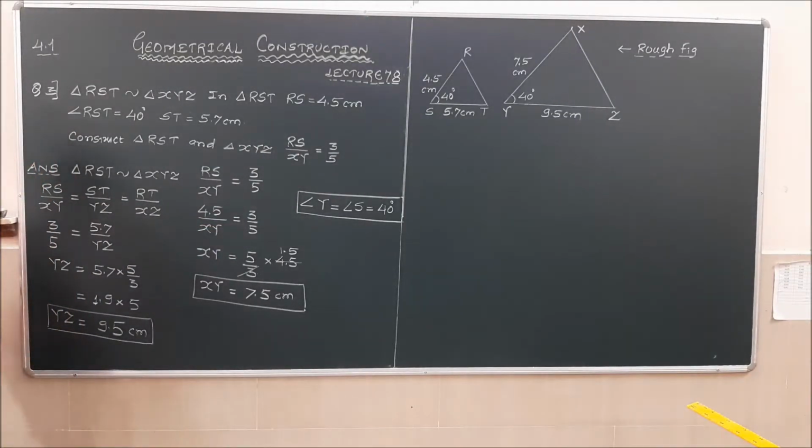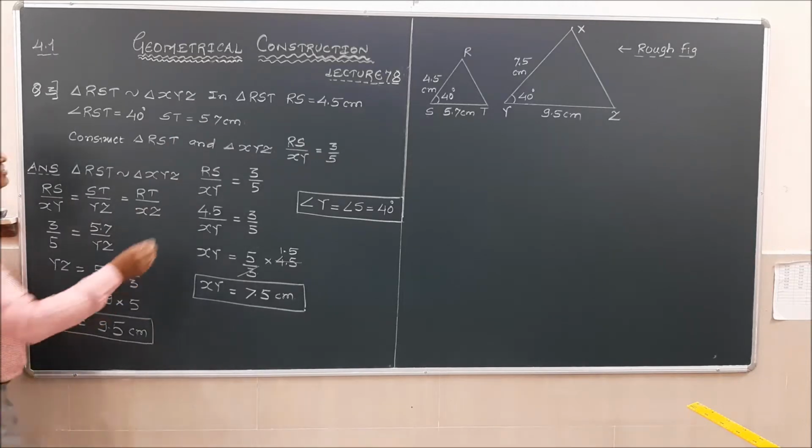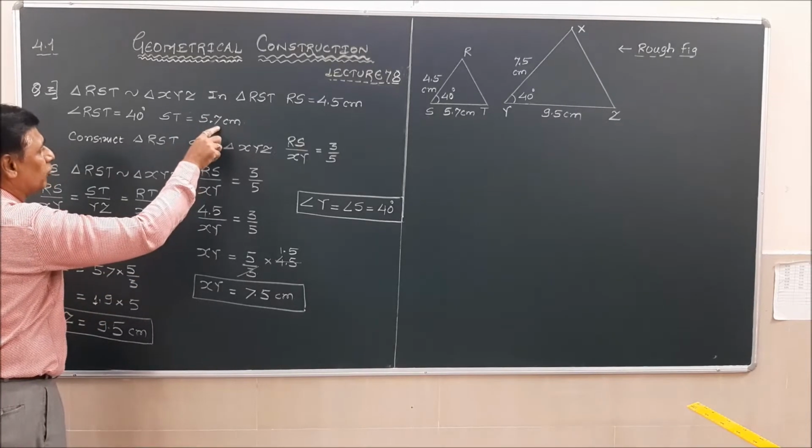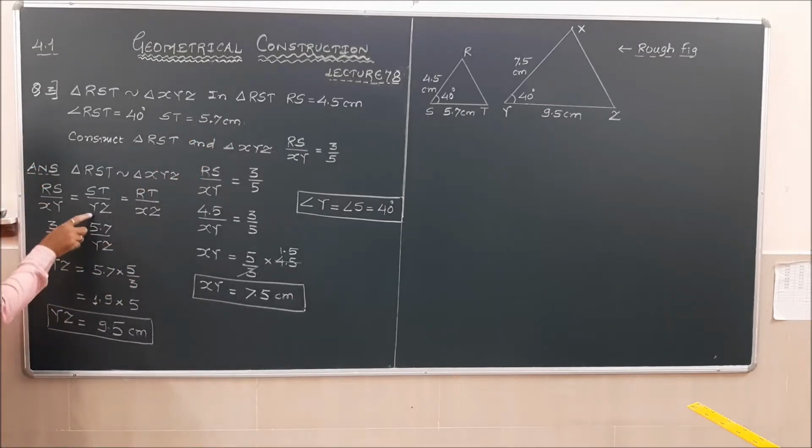You all know this theory that when triangles are similar, the ratios of their corresponding sides are equal. So you will find that RS upon XY, ST upon YZ, RT upon XZ, these all ratios are equal, but the value of RS upon XY is given. So RS upon XY is 3/5, that is equal to ST upon YZ. But what is the value of ST? ST is 5.7. So 5.7 upon YZ.